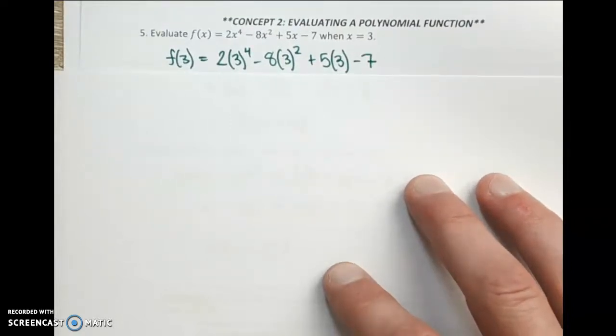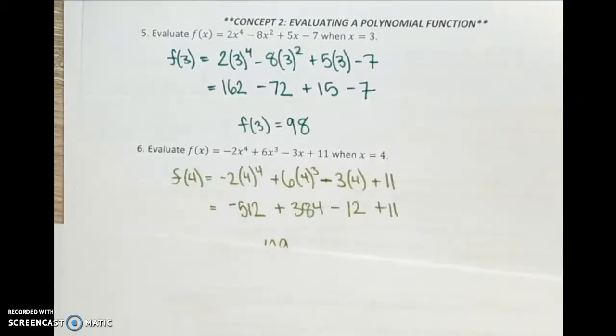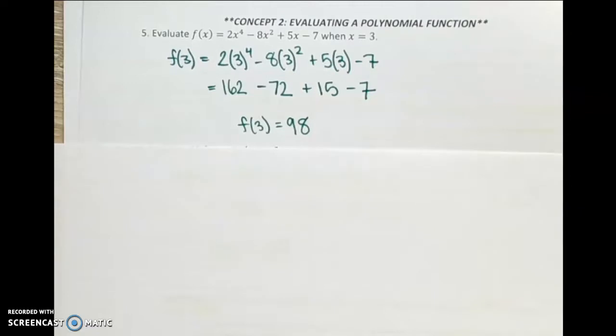2 times 3 to the 4th power minus 8 times 3 squared plus 5 times 3 minus 7 gives us 162 minus 72 plus 15 minus 7, which simplifies to f of 3 is 98. Alright, you go ahead and try. We've done this so much, I'm not taking a ton of time with this.